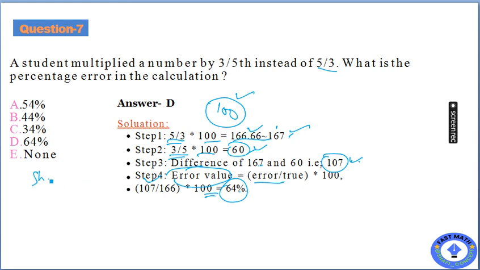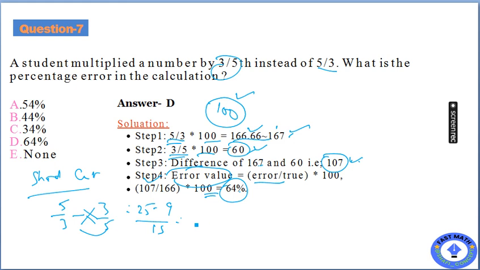We are going for this shortcut. Please write down. In this type of problem, just take the highest one, 5 by 3, minus the lowest one, 3 by 5. You cross multiply this one, nothing but 25 minus 9 over 3 into 5, which is 15. This is the difference, 16 by 15.